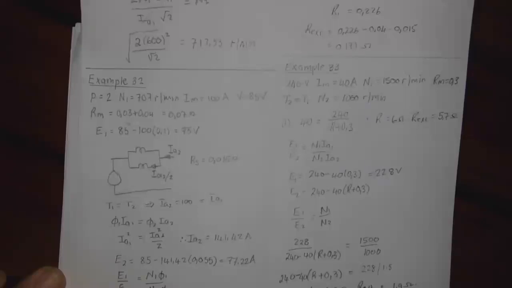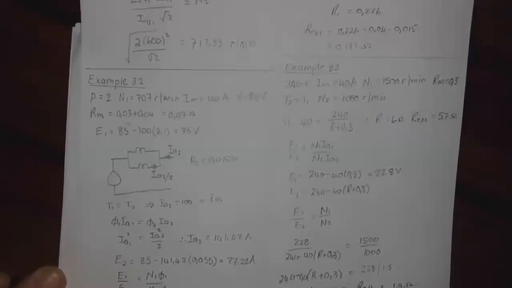Those two now are in series. For the first one, why did I say 0.1? Because there are two poles. It means there are two series windings, which is in series. And that gives us 0.06 plus 0.04. That gives us 0.1. So it's 85 minus 100 times 0.1. That gives us 75 volts.